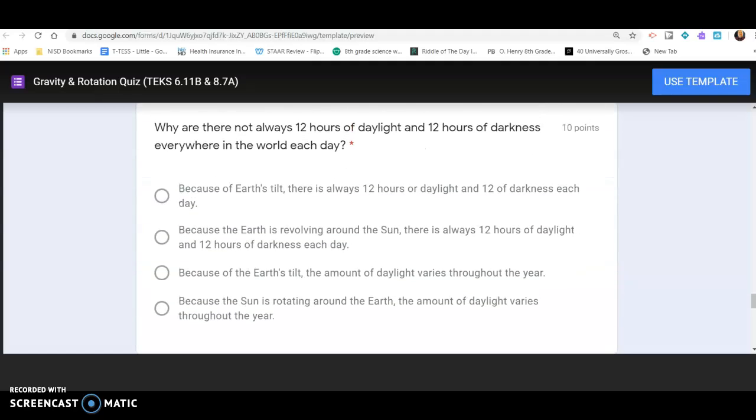Next question. Why are there not always 12 hours of daylight and 12 hours of darkness everywhere in the world each day? Because of Earth's tilt, there is always 12 hours of daylight and 12 hours of darkness each day. Because the Earth is revolving around the sun, there is always 12 hours of daylight and 12 hours of darkness each day. Because of the Earth's tilt, the amount of daylight varies throughout the year. Or because the sun is rotating around the Earth, the amount of daylight varies throughout the year.